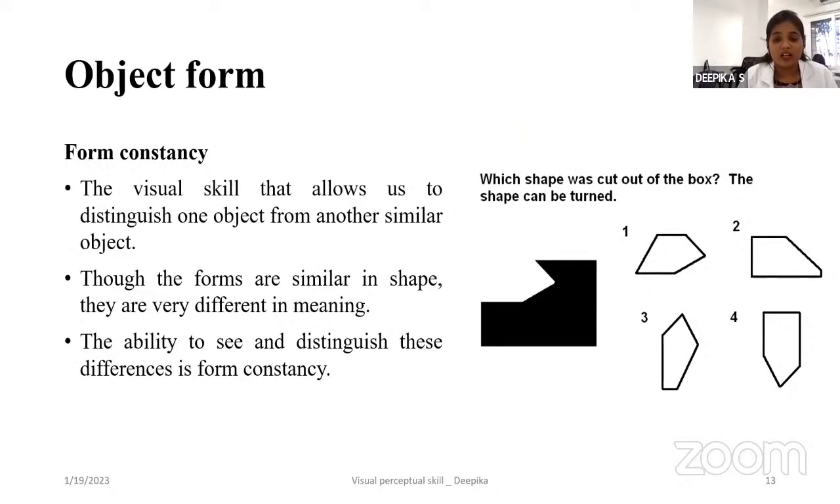So in this activity, a shape has been cut out of the box and the shape can be turned. We can see a small shape that has been cut out from there, and we have to fix that. We can even change the shape that is given in the option. Likewise, here the first option will not be suited, and the second also, and we can see the fourth one being tilted, we can fix it there. Likewise, we can give this activity to the children.